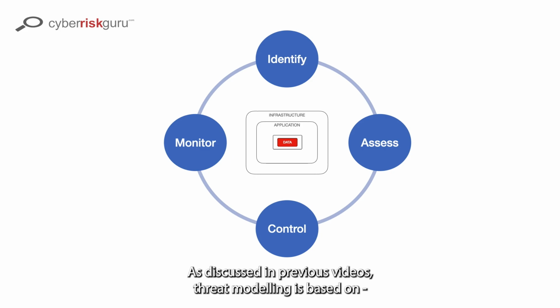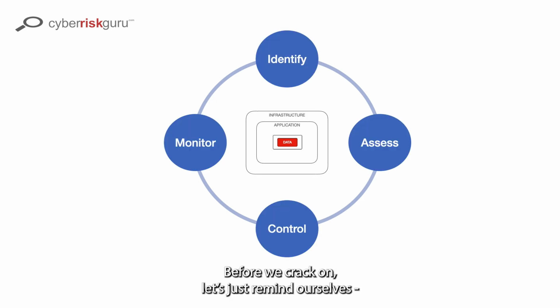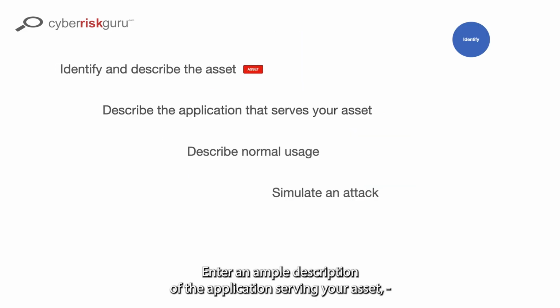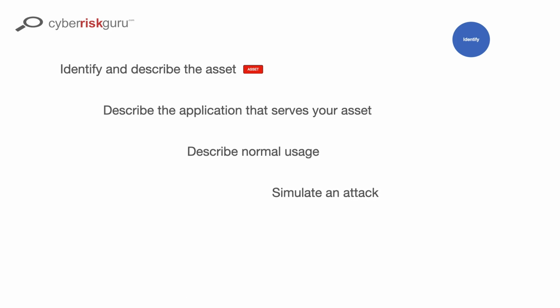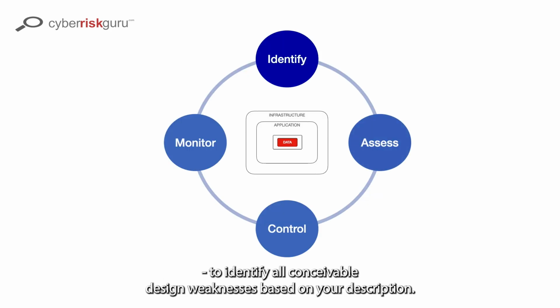As discussed in previous videos, threat modeling is based on the circular process, and we'll go through them step by step. Before we crack on, let's just remind ourselves what the various process steps comprise. In the identify step, we'll identify and describe the asset, enter an ample description of the application serving the asset, and also the normal or expected usage of the app. When you're done, you can run a simulated attack to identify all conceivable design weaknesses based on your description.